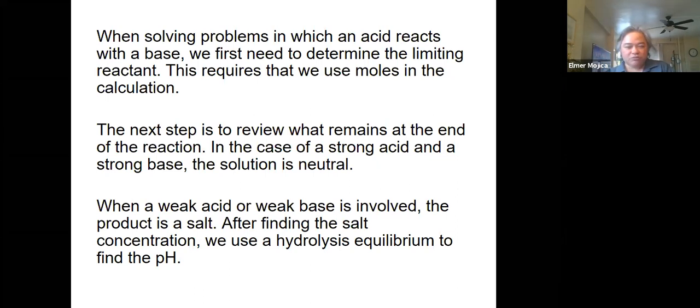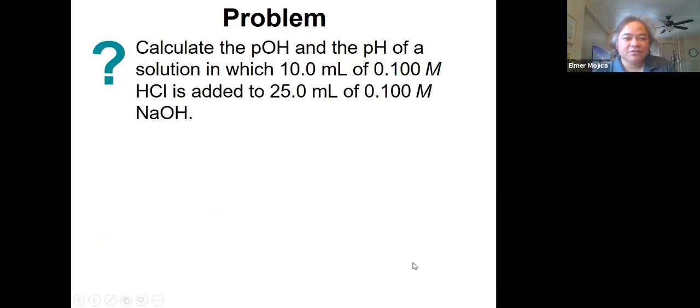Okay. Now, if both of them were utilized, we could say the solution will become neutral, especially if it's a strong acid and strong base titration. But if you have a weak acid and strong base, you form a salt, and then after finding the salt concentration, you're going to use the hydrolysis equilibrium to find the pH. So you're going to apply here now all the knowledge that you have about the pH. So I have 2 problems here. One, strong acid, strong base, and the other one, weak acid, strong base. Okay, so let's go with this one.